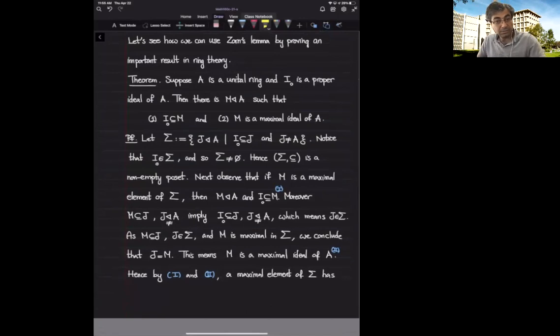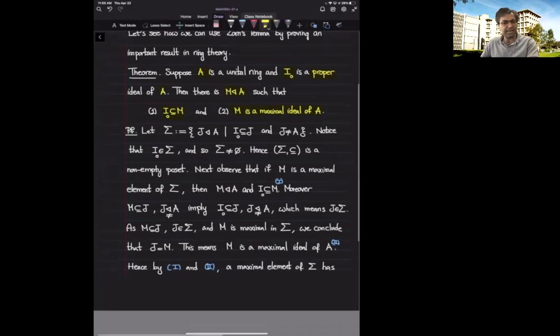Suppose A is a unital ring, and I give you a proper ideal of this A. For instance, you can even consider the ideal 0. Then there is a maximal ideal that contains I naught. So there exists this M, which is a maximal ideal of A, and it contains I naught. Starting with any proper ideal, you can extend it and reach a maximal ideal of the ring capital A. Okay, let's see how we can prove this statement.